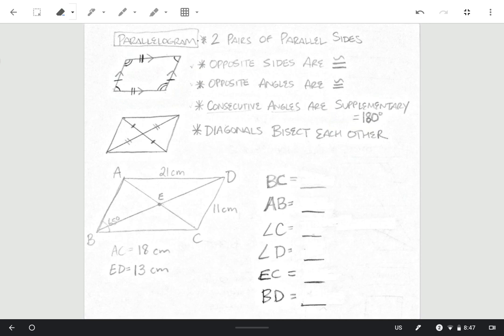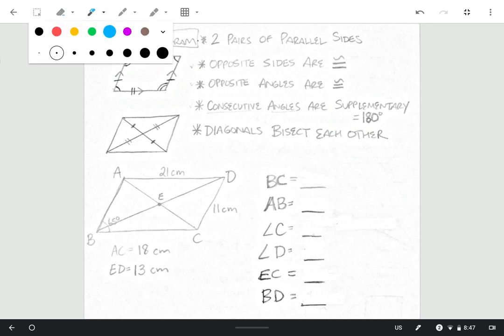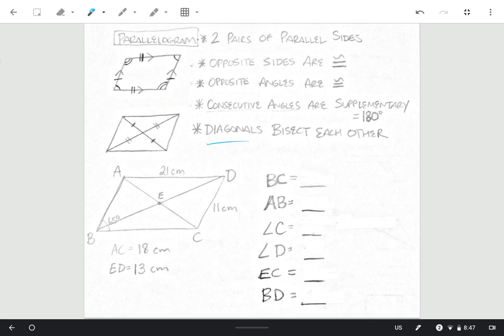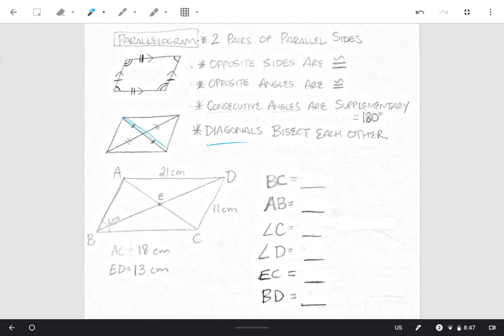Lastly, we're going to jump down to the second diagram here and look at the diagonals. Diagonals refers to these lines that cross from one corner of a diagram of a shape to another. And so we see here that the diagonals bisect each other.